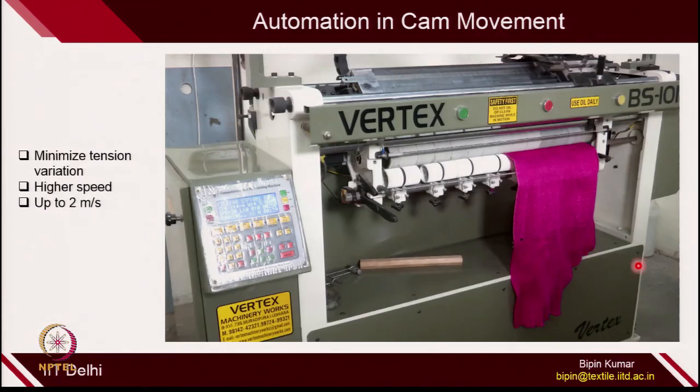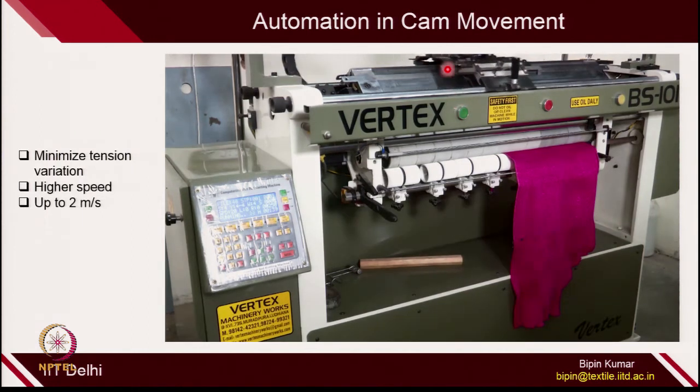The first advancement was automation in cam movement. Every manufacturer wants limited interference from the operators, because when an operator is operating the machine, there could be tension variations because of the carriage movement by hand. The first advancement in the machine was the automation of the cam movement or the carriage movement.